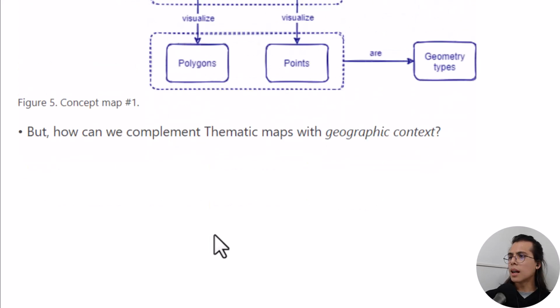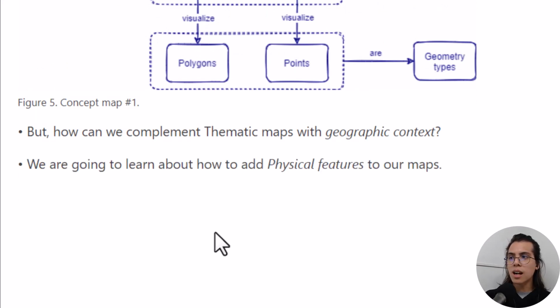Now, how can we complement these thematic maps with more geographic context? In the following lesson, we're going to learn how to add physical features to our maps. Okay, so hopefully now you are comfortable with creating choropleth maps and dot maps. So see you in the next lesson.